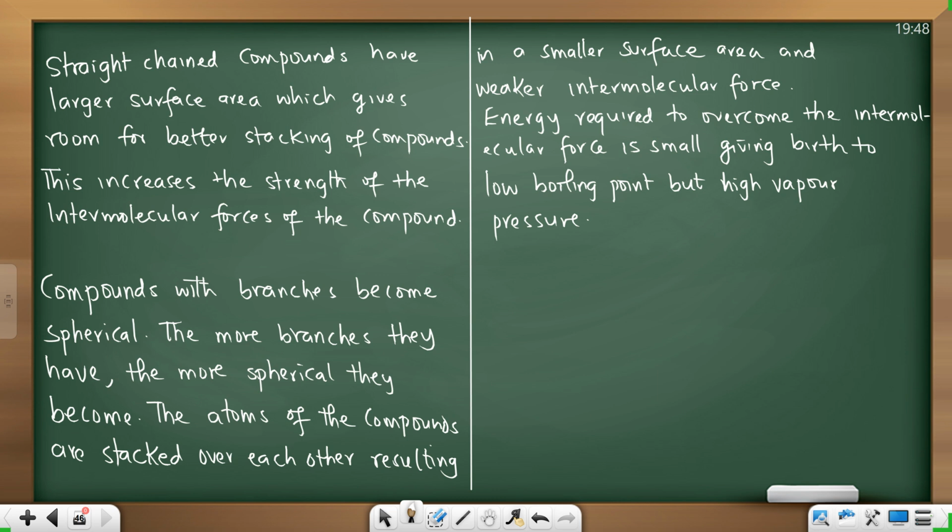Sir, can we assume that the more side chains a compound has, the weaker? Yes, it's not even an assumption. And I think I mentioned it here. The more branches they have, the more spherical they become.